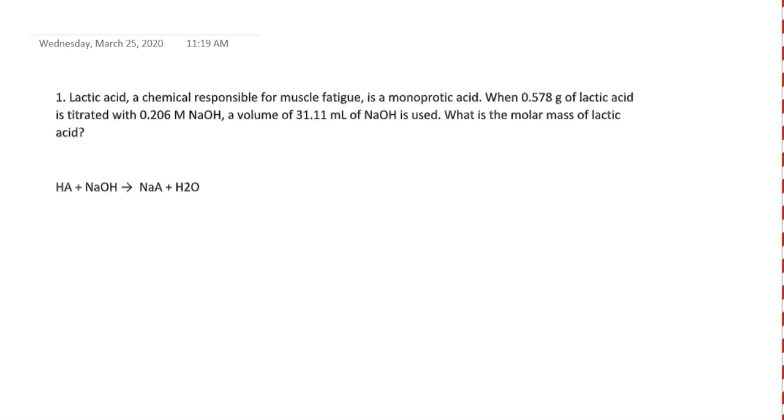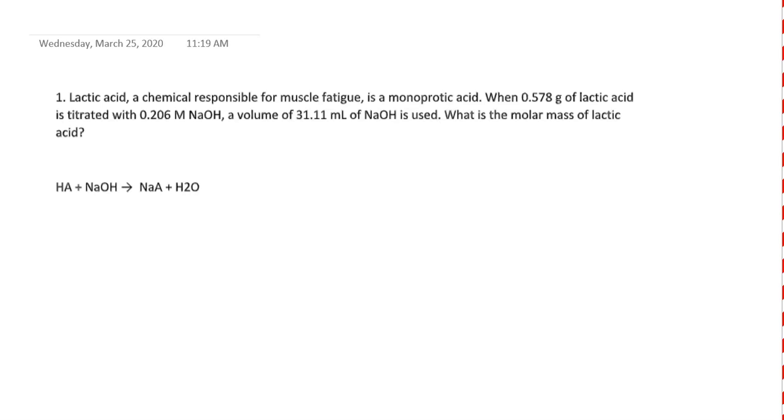Hello, everyone. So I was sort of taking a sneak peek at the work that had already been submitted for these titration problems that I assigned yesterday. And I'm noticing that some of you are confused as to what you're supposed to do. Some of you have been able to solve the problems, but the work looks a little bit jumbled, and I'm not exactly sure if you're clear on what you're doing.